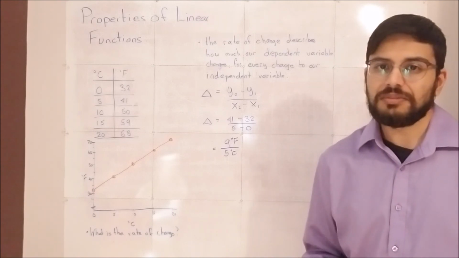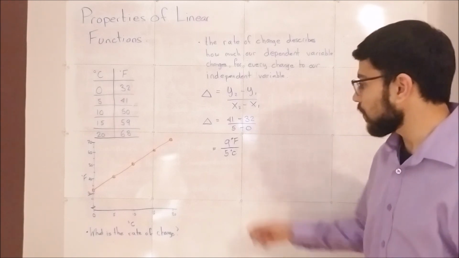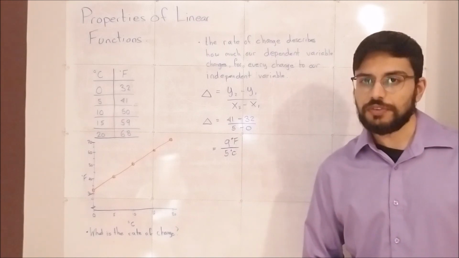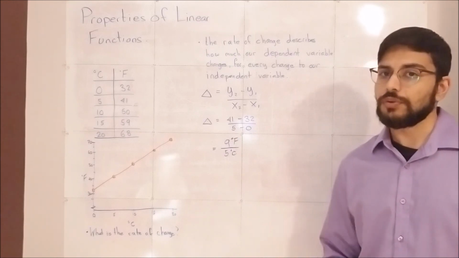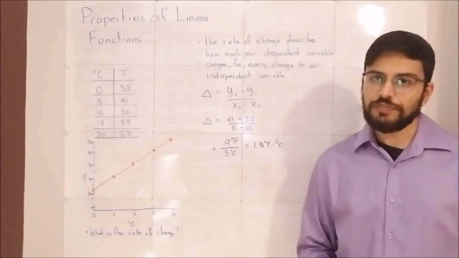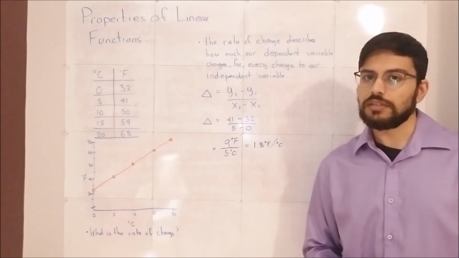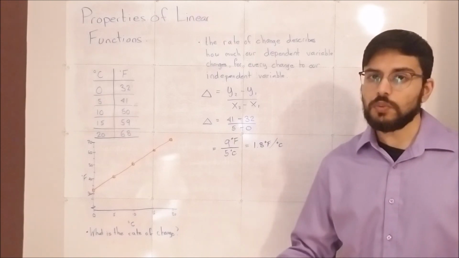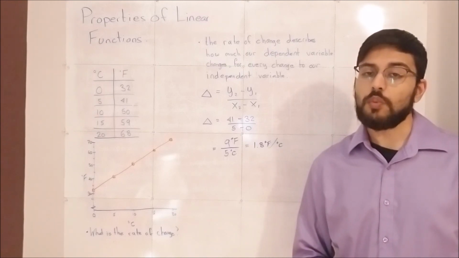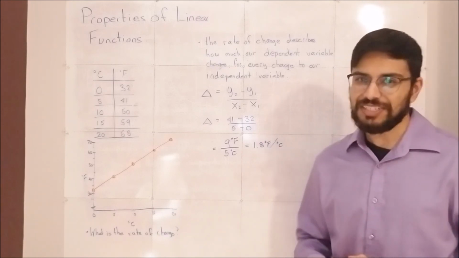Otherwise, you're not solving anything. Okay, so don't forget your units. We end up getting a rate of change of 9 degrees Fahrenheit for every 5 degrees Celsius. And if you wanted to punch it in your calculator, you might do 9 divided by 5. You end up getting 1.8 degrees Fahrenheit per degree Celsius. So for every degree Celsius, whenever that change is going up or down, our degrees Fahrenheit are going to be changing by 1.8.